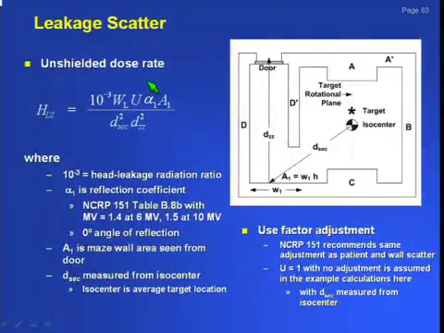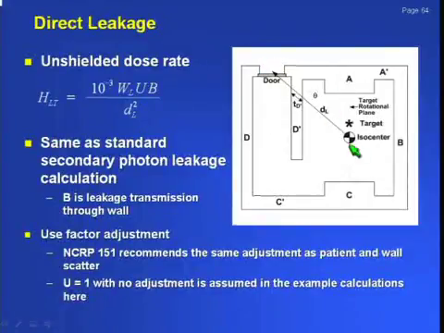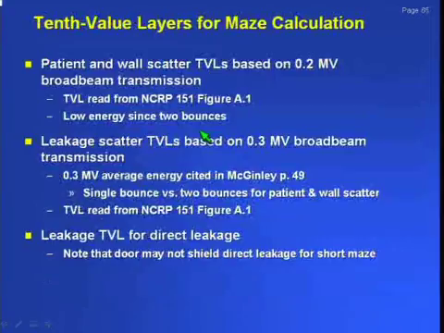Leakage scatter, you get to go through a very similar calculation. Again, we're assuming the machine is averaged at isocenter. So we use the distance from isocenter to the same point of interest and calculate the dose rate at the door due to scatter. For direct leakage, you have to make this calculation that is from isocenter directly through to the point 1 foot beyond the door. It is the same standard calculation methodology.